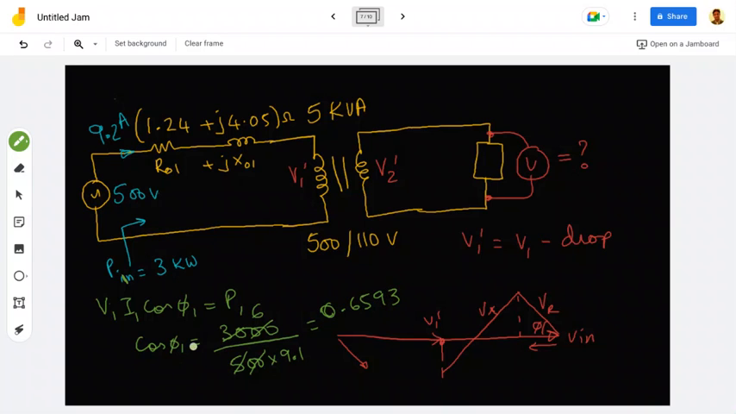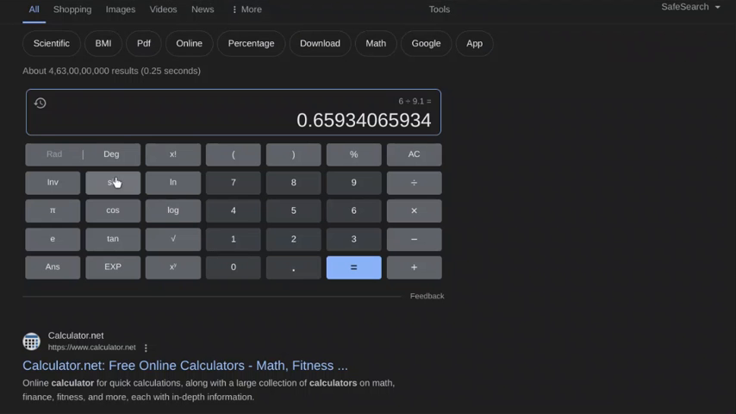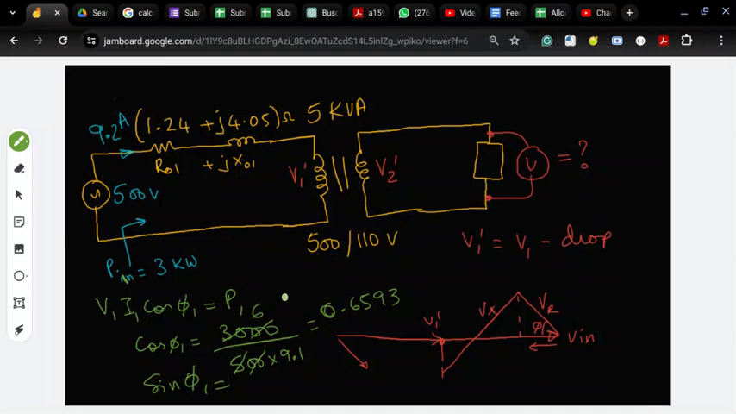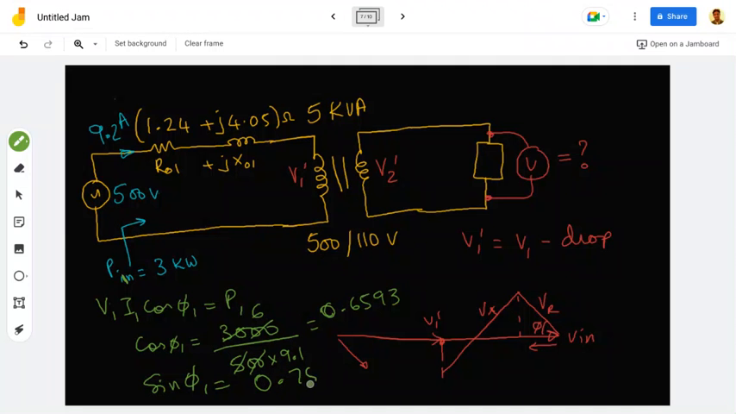0.6593. Once I have the cos, how do I find the sine? So sine phi is nothing but cos inverse of this and apply sine to that. Okay, so I'll just show that. To this, I'll go for inverse of cos answer. So this is my cos inverse, so 48.75 degrees. Now I'll apply sine to this, sine of answer. So 0.7518, 0.7518 is the sine value.